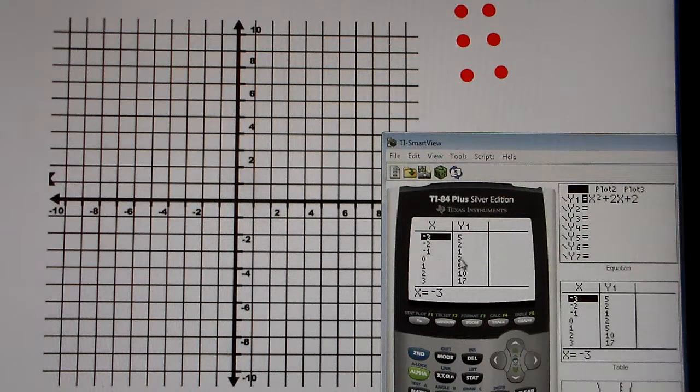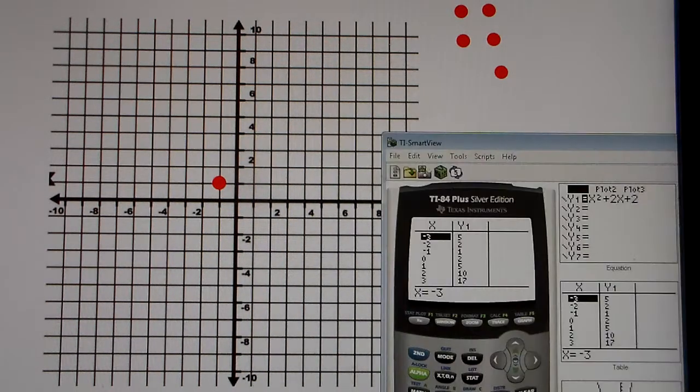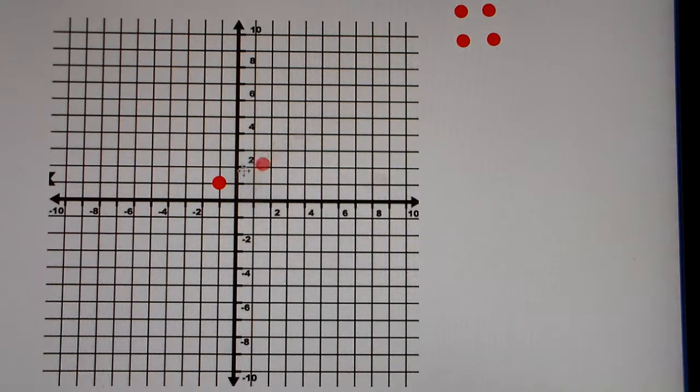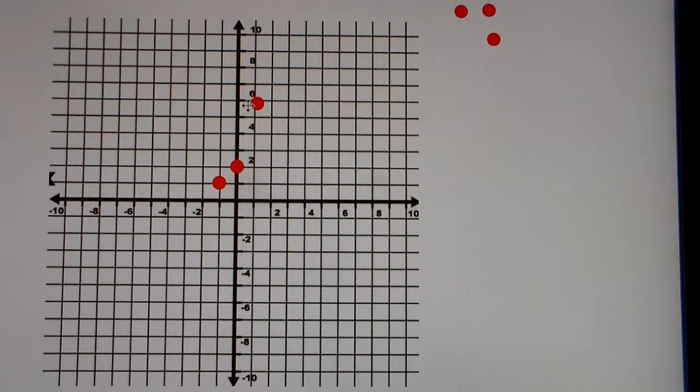So the first point I'm going to graph is negative 1, 1, and that's a coordinate that's being told on our graphing calculator. So I'll plot a point there. So we go negative 1, 1. That's our first point. The next coordinate that I'm going to do is 0, 2. So I go 0 left, right, 2 up, and I plot another point. The next coordinate is going to be 1, 5. 1, 5 up.